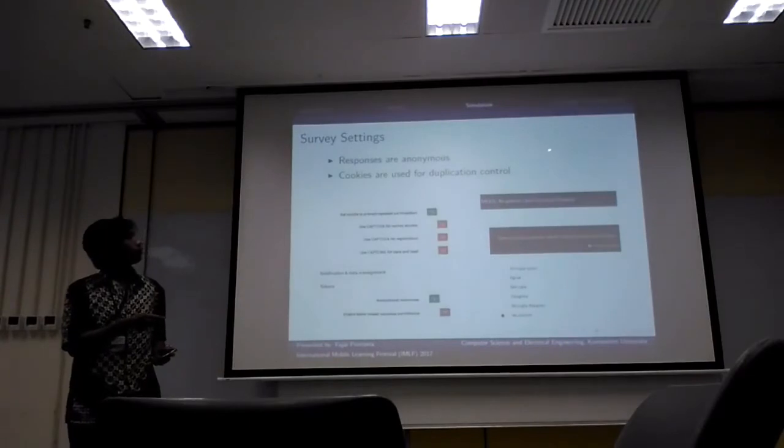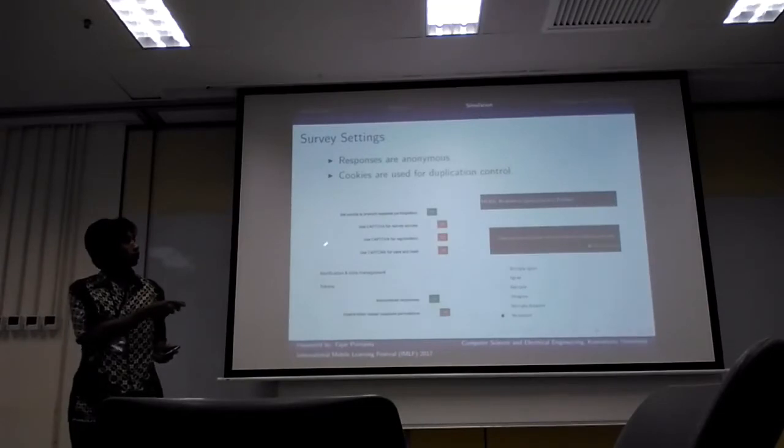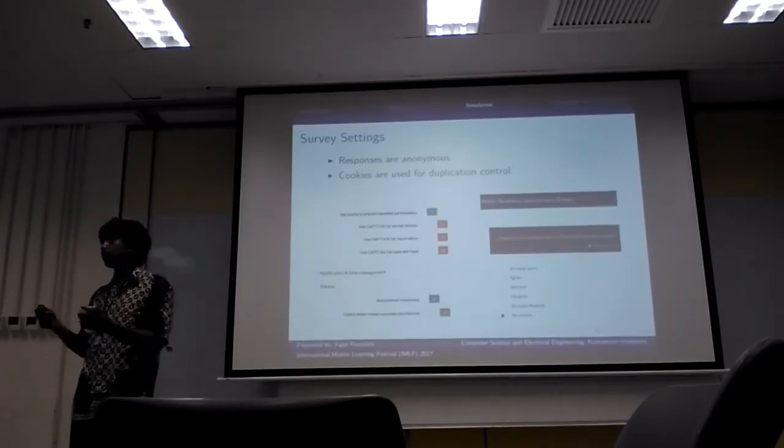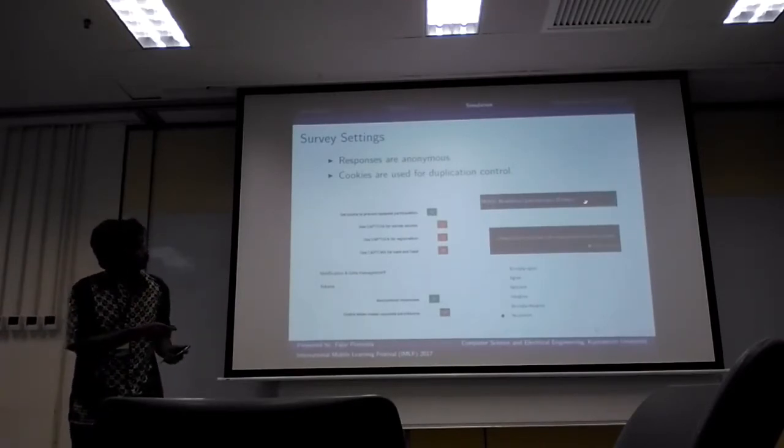And these are some survey settings on the hand carry server. The responses are anonymous, and cookies are used for duplication control, and there are many other settings over here. And on the right side is a screenshot of how the survey is carried out on somebody's phone, for example. This is one question with a 5-point scale.